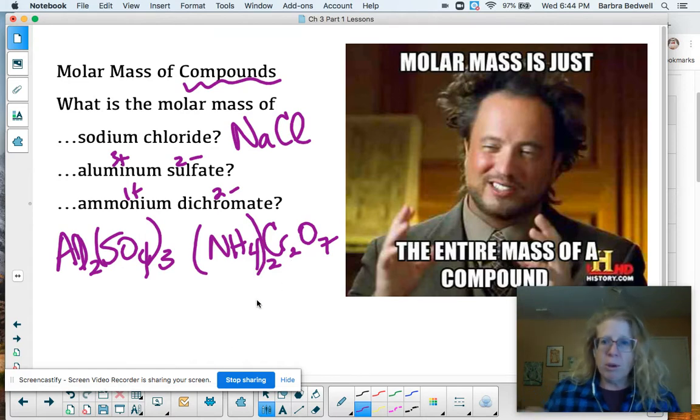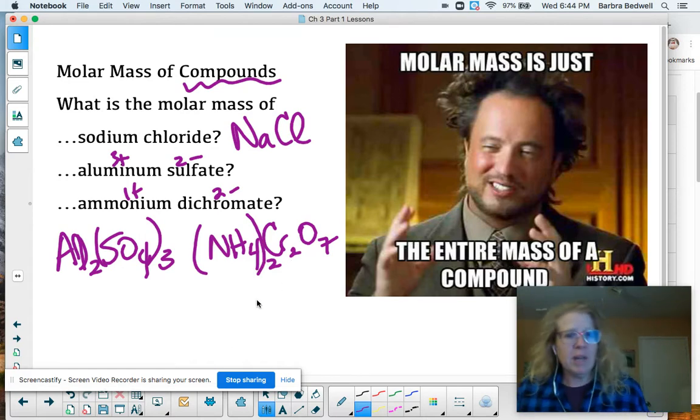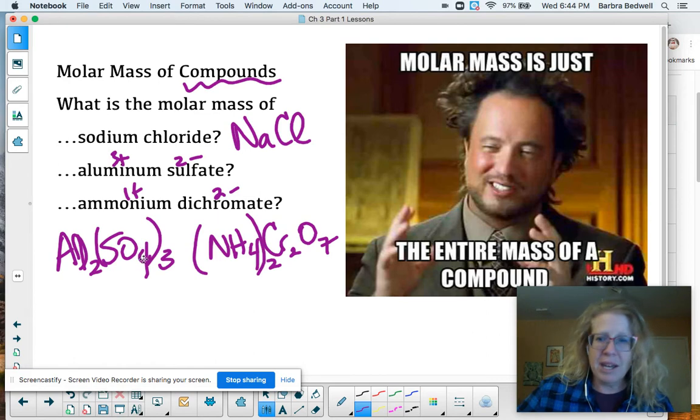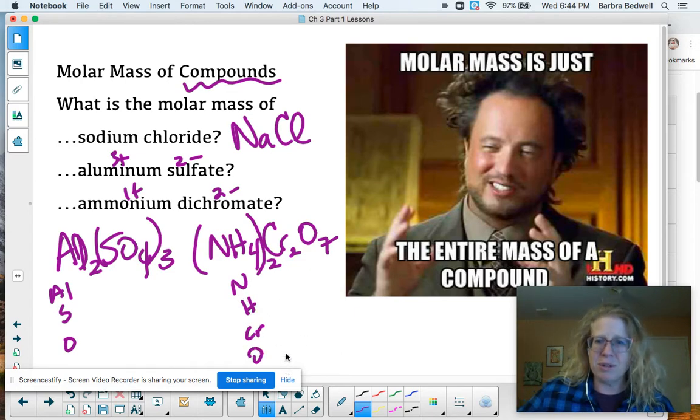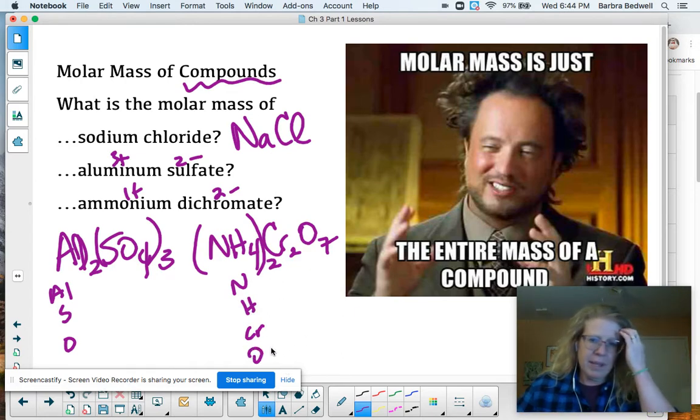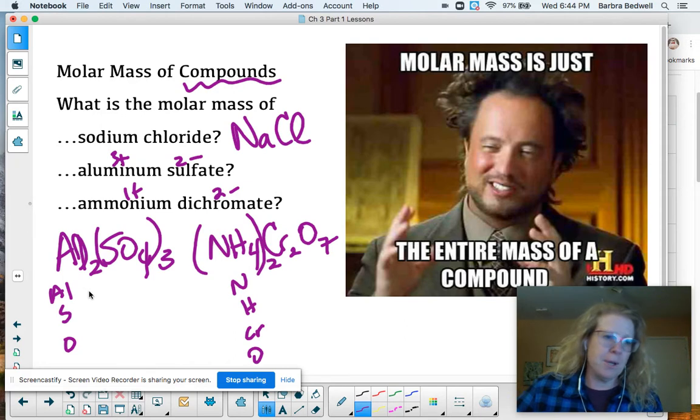So when we do our molar masses for these, we literally just add them up. And I'm going to show you a little technique that will help us in a later step. What I would suggest you do is list your elements out: Al, S, and O. And for the other, N, H, Cr, and O. List them out in that style, vertically. Again, it'll make a later step that we do easier.